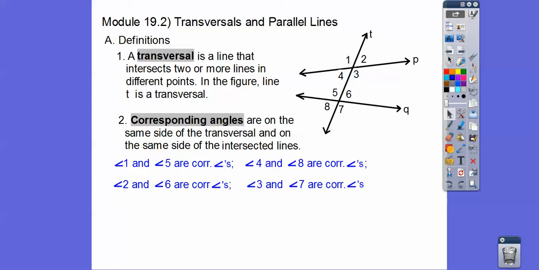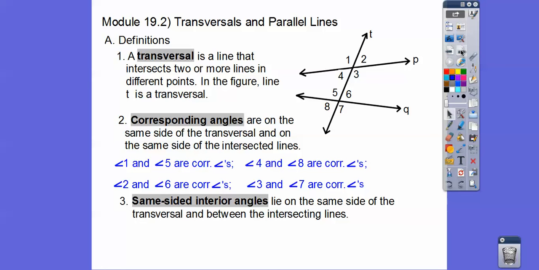And then we have these other things that are called same-sided interior angles. They're also on the same side of the transversal, but they're both inside, interior of the two other lines. So 4 and 5 are same-sided interior angles, and 3 and 6 are same-sided interior angles. There's only two pairs on this picture. How I abbreviate that is SS int angs, same-sided interior angles.